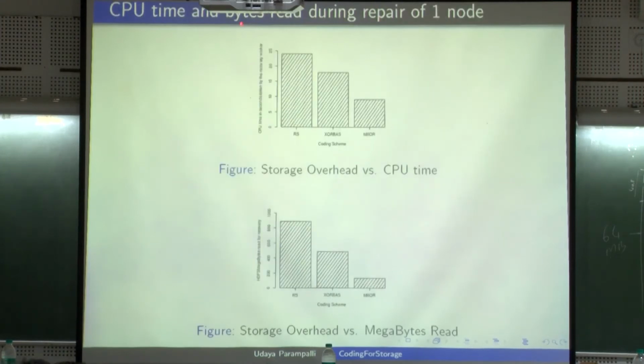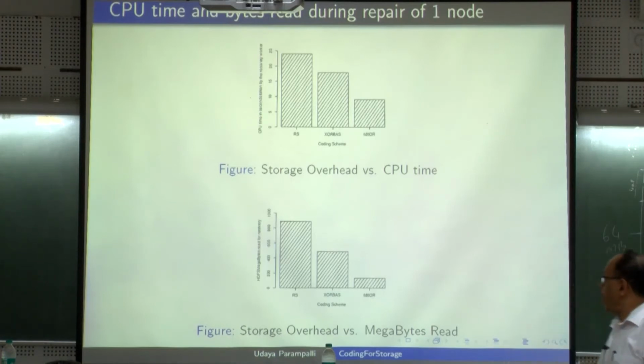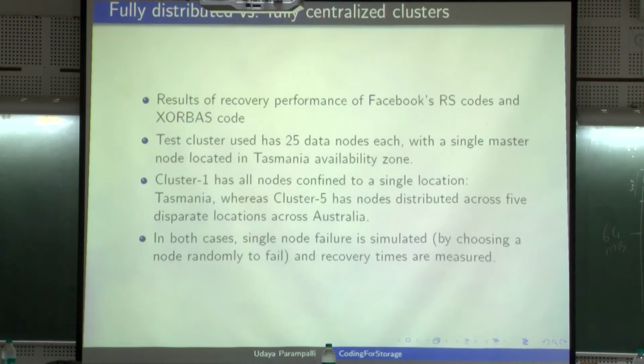So, CPU time and bytes read during repair of one node. This chart shows the storage overhead versus CPU time. You can see the CPU time in seconds taken by the recovery. RS takes about 25, Sorbus a little less, and MXR is much less. Similarly, the amount of information read in megabytes is directly proportional to the data read, and so obviously the improvement is there.